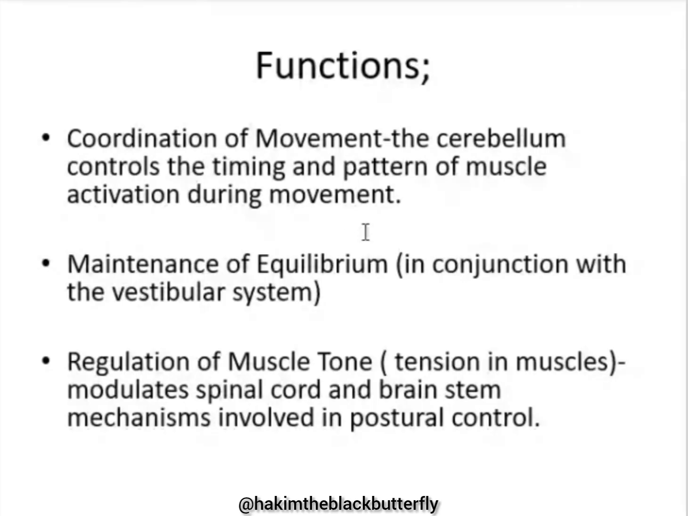And during that particular movement, it is the one which determines which muscle is to be activated after another, so that the movement is smooth. Which muscle is to be activated after another.